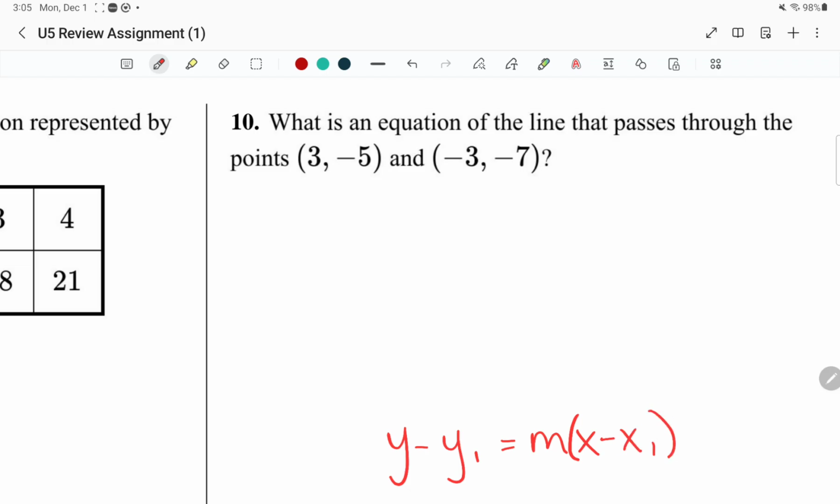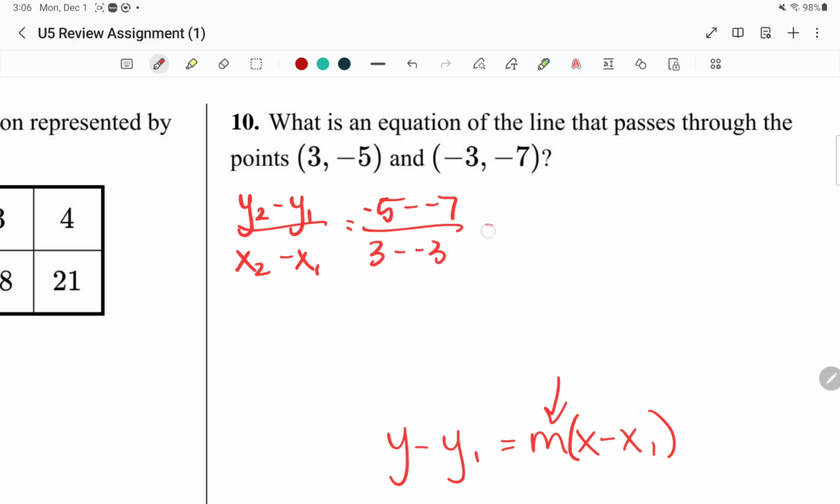Okay, but before I can plug anything in, I have to find the slope because I don't know what that is yet. And that is going to be my normal slope formula that we know and love. Okay, so y values, we'll pick one. Negative 5 minus negative 7 over 3 minus negative 3. That becomes 2 over 6, which is 1/3.